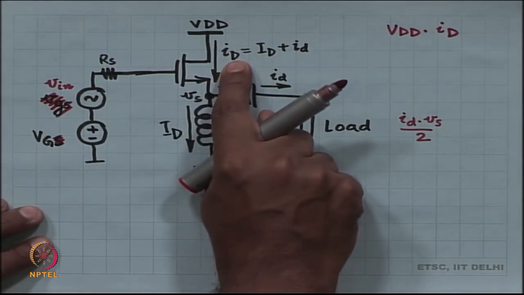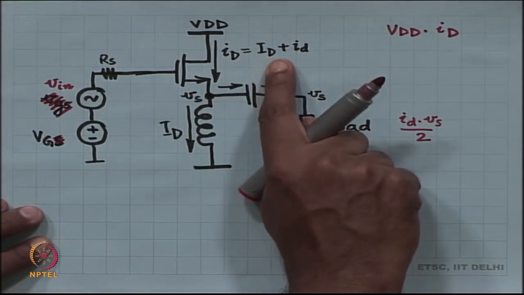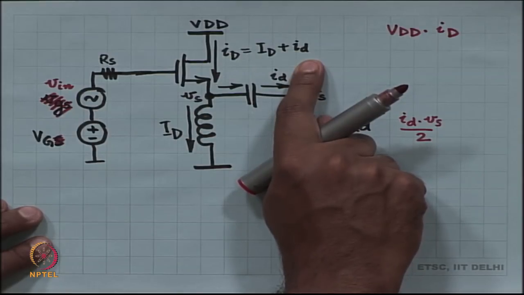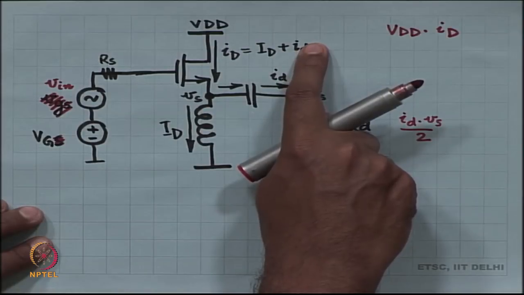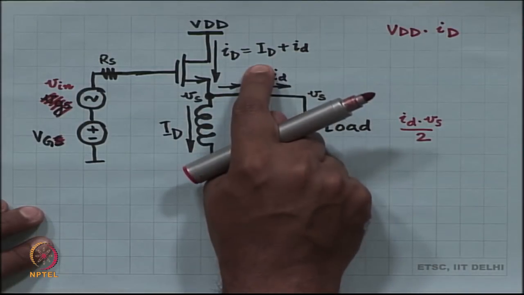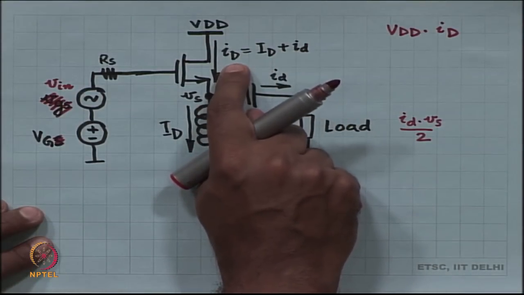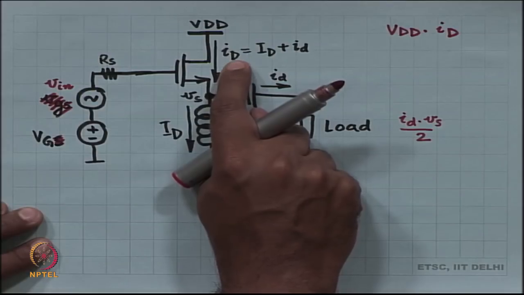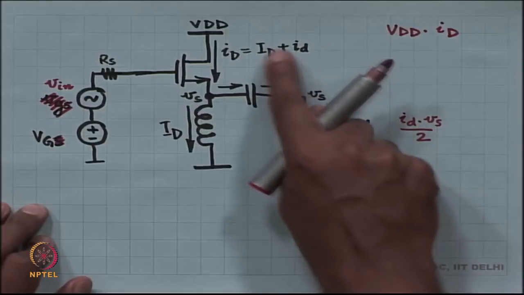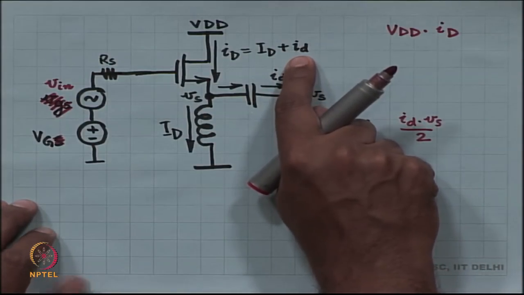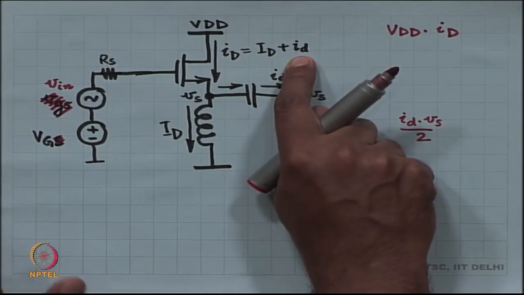Small i sub capital D is the sum of capital I_D and small i_d. So, the maximum amplitude of small i_d has got to be capital I_D, because small i sub capital D can never be smaller than 0. Okay. Amplitude means it is going both positive as well as negative, right. So, the maximum amplitude of small i_d is capital I_D.